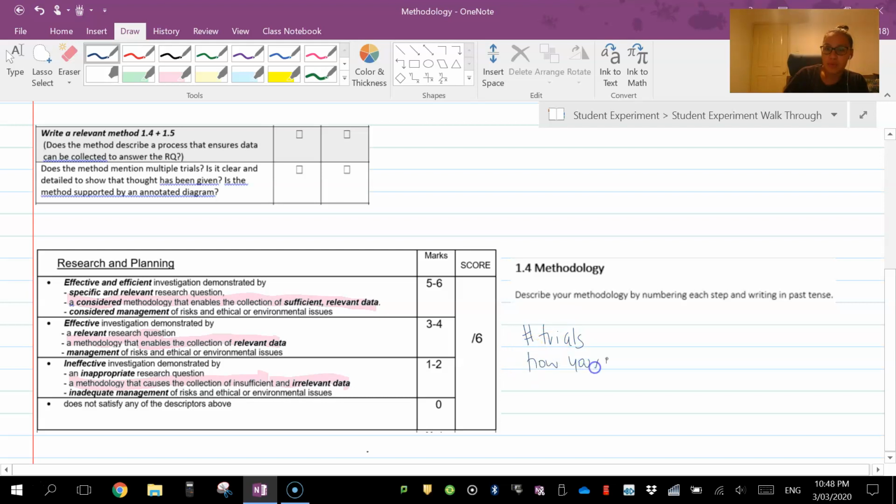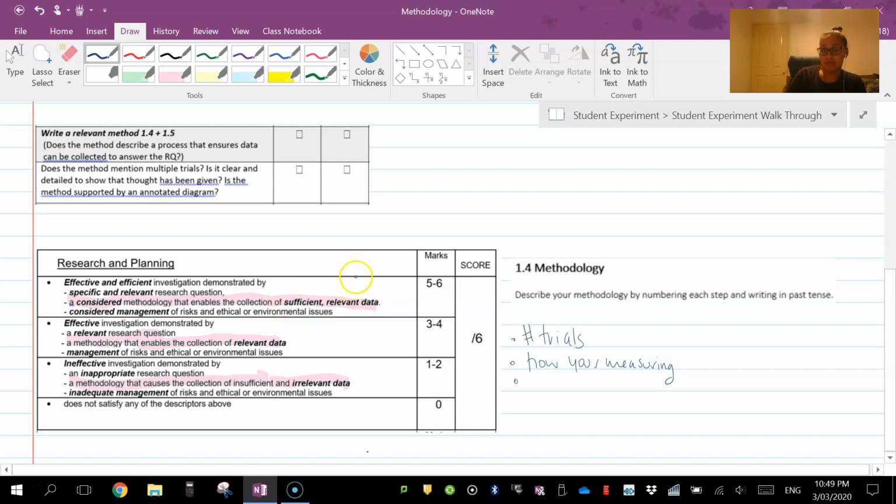how you're measuring, and anything else that might be specific for yours to ensure that you are able to allow your reader to collect sufficient and relevant data.